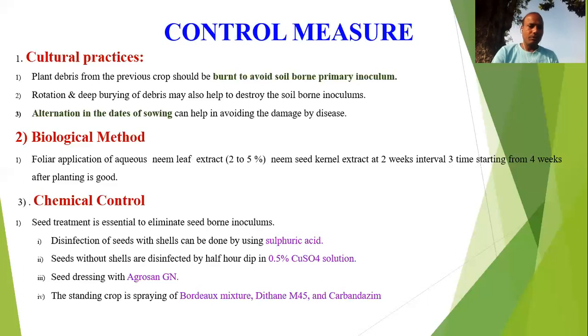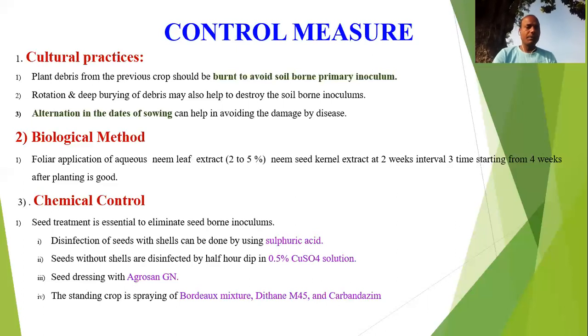Another biological control is foliar application of aqueous neem extract, neem seed kernel extract, at 2 week intervals, 3 times, starting from 4 weeks after planting. So here neem cake is one type of product prepared from the neem, Azadirachta indica, plant. The paste is useful to control the leaf spot or tikka disease of groundnuts.